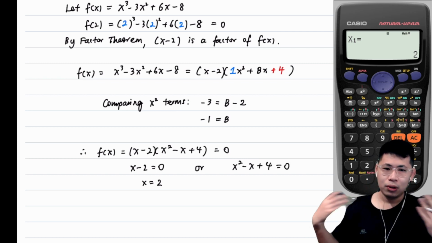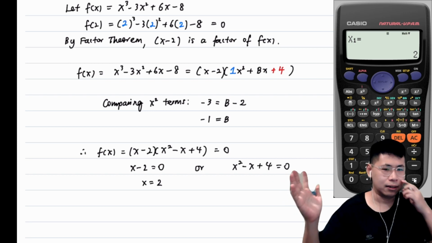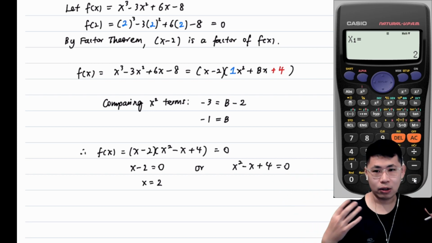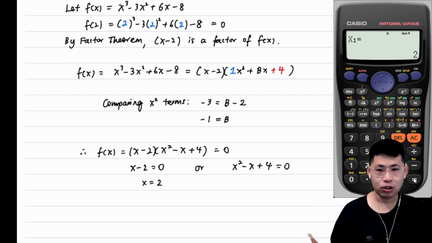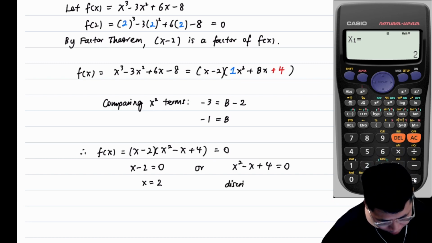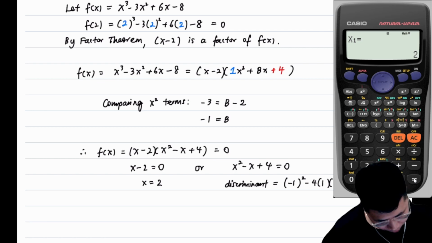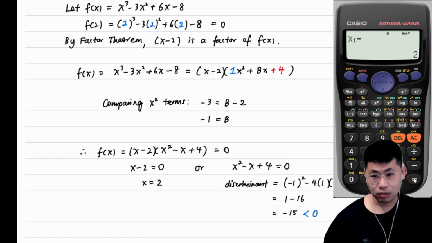How do we know that there's no real root from this quadratic equation? Here, we will need to make use of the knowledge from chapter 1. How do you tell whether a quadratic has real roots or not? Discriminant. So let us test with the discriminant. Our discriminant is going to be b squared minus 4ac. So b is negative 1, a is 1, c is 4. So I will have 1 minus 16, which is equal to negative 15, and negative 15 is going to be less than 0.